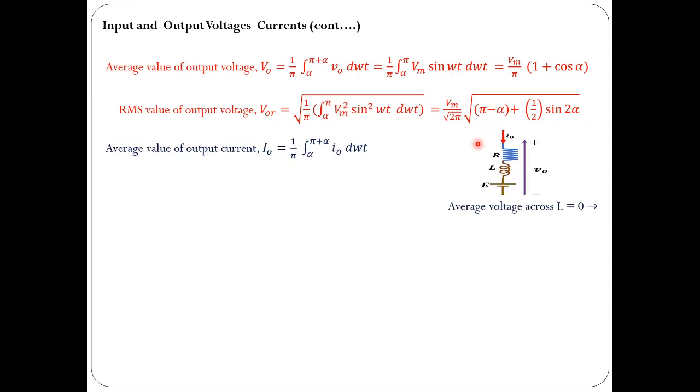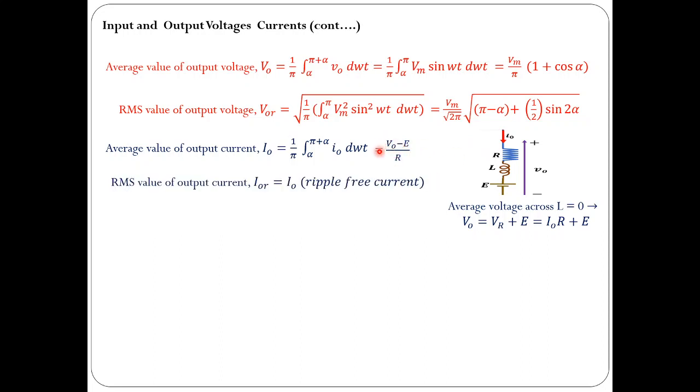Average output current is equal to V0 minus E by R, where V0 is the average value of output voltage, E is battery voltage, R is the resistance present in the load. So V0 is equal to Vm by pi into 1 plus cos alpha. Substitute that, you get the average value of the output current, and the average value of output current is the same as the RMS value of output current, as the load current is ripple free.